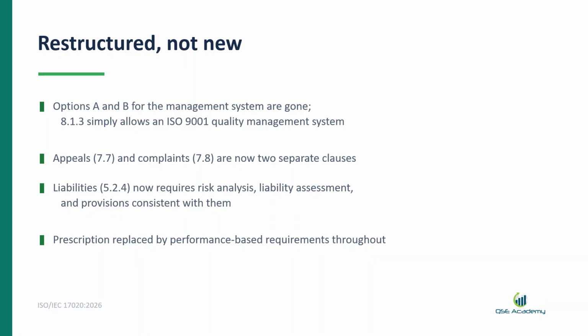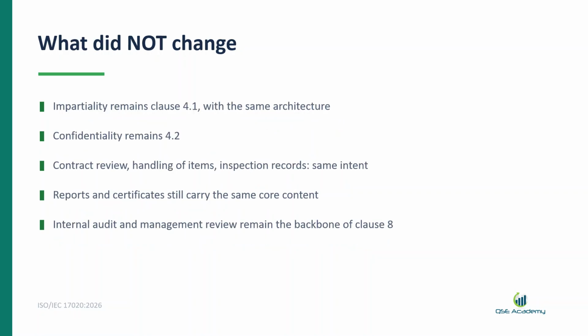Liabilities under 5.2.4 is more demanding. Analyze the risks arising from your activities, assess the potential liabilities, and assure your provisions are consistent with them. An insurance certificate alone no longer answers it, and across the whole document, prescriptive requirements have been replaced by performance-based ones, which gives you more freedom and less cover. And now the part that saves you money, what did not change?